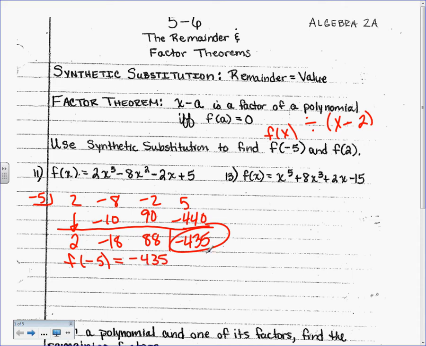Okay? So now let's do 2. What goes in the box? The 2, right? What goes behind it? 2, -8, -2, 5, right? I'm doing f of 2, the second part of the question. Okay?